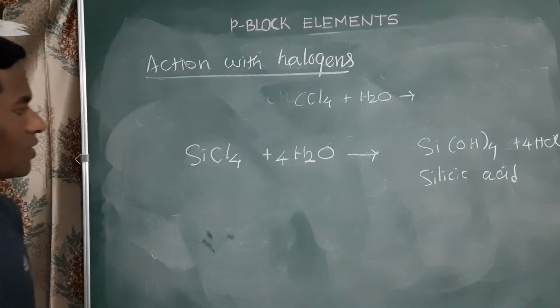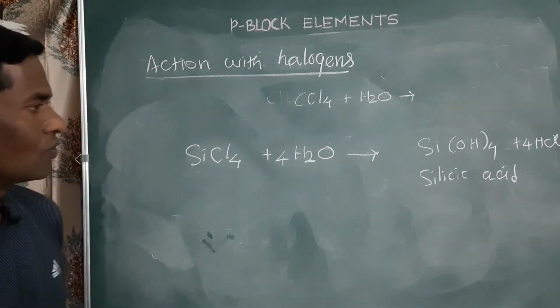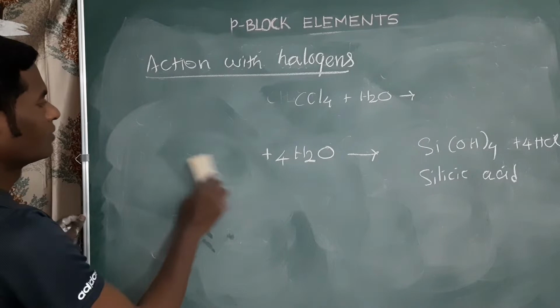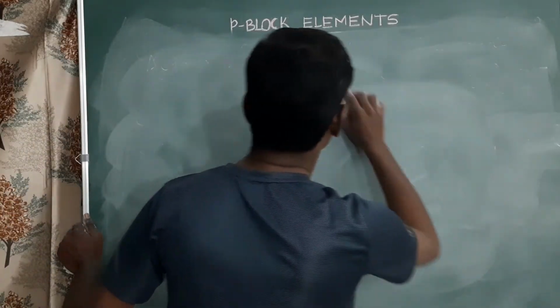When silicon tetrachloride is hydrolyzed by water, we get silicic acid and hydrochloric acid. Next is anomalous properties of carbon.